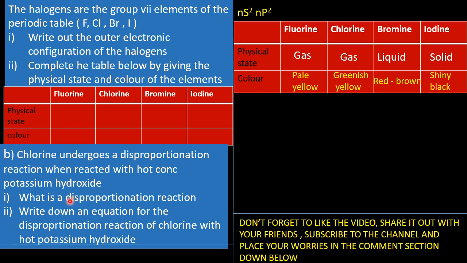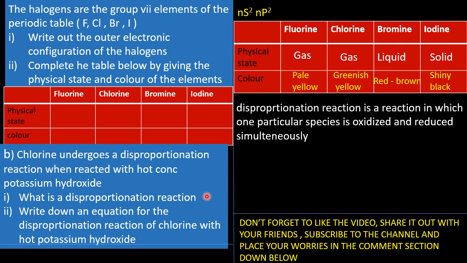Then the next part is saying now we should define a disproportionation reaction. So guys, it's simply a reaction in which one particular atomic species undergoes both oxidation and reduction. Good. Or it is being oxidized and reduced at the same time. So it's simply a reaction in which one particular species is oxidized and reduced simultaneously.